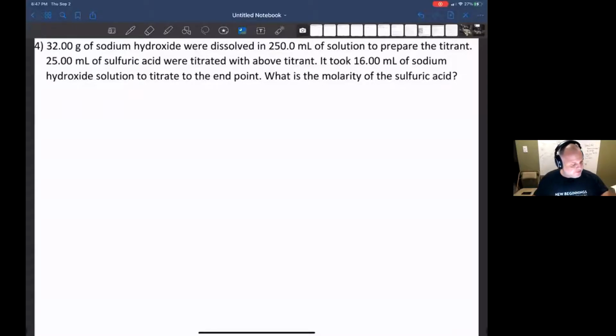All right, another exciting stoichiometry question with a titration. In this particular question, what it does is it asks you to calculate a molarity of a sulfuric acid solution, but instead of giving you the molarity of the titrant, it's combining this question with calculate the molarity of the titrant as well.